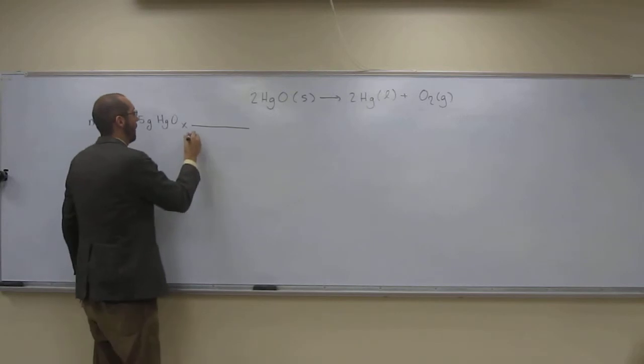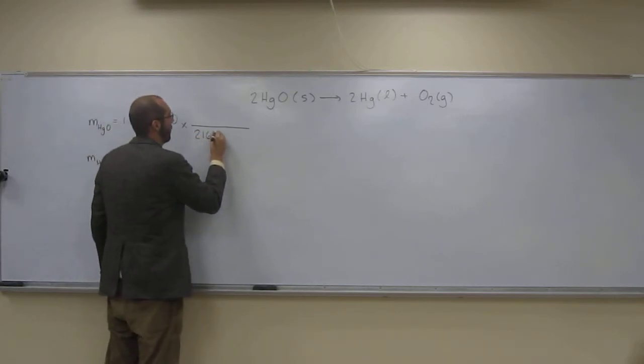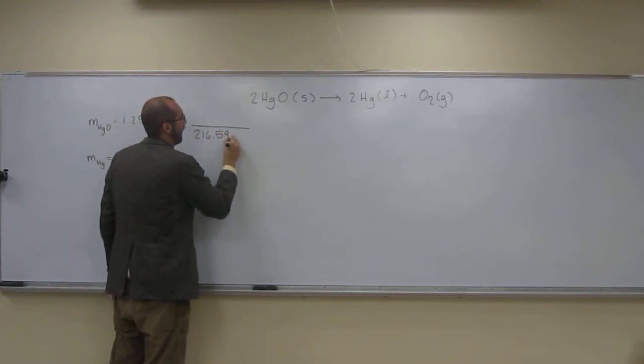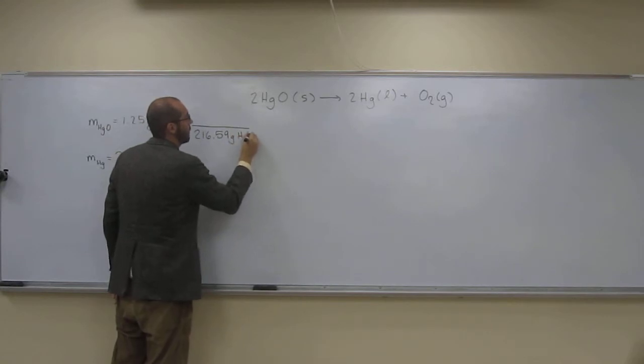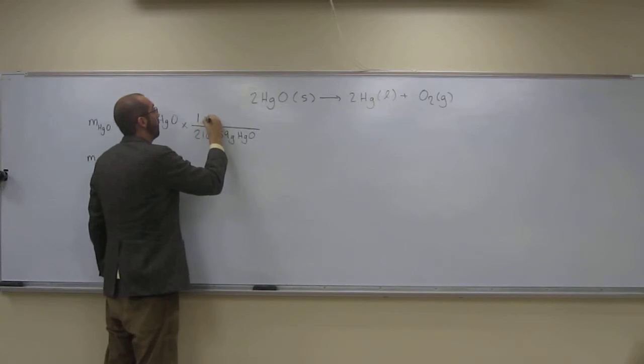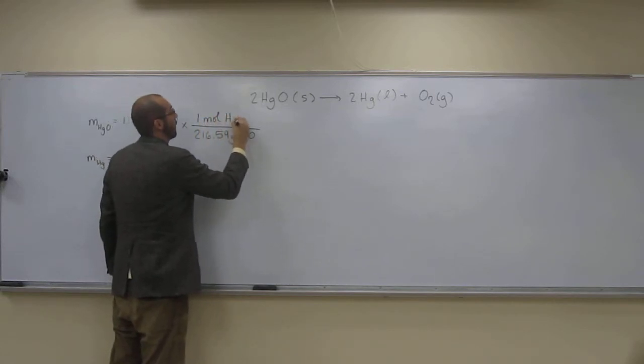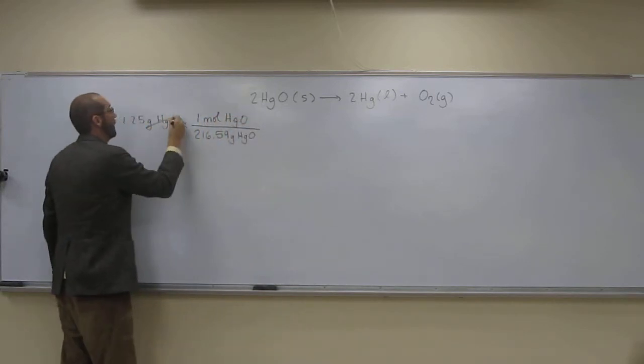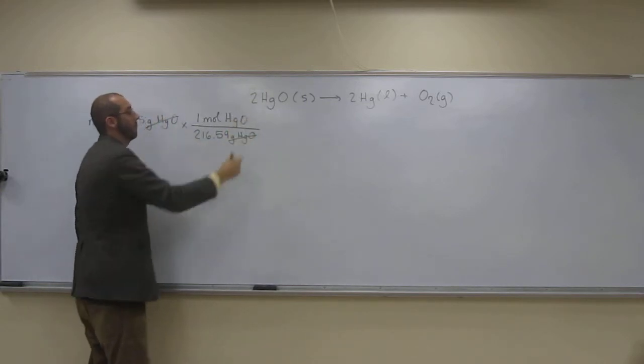At the bottom. On the bottom. 216.59, and I like to put grams of mercury II oxide. What would we put on the top? One mole of mercury II oxide. Okay, so look what we have now. We've got moles of mercury II oxide.